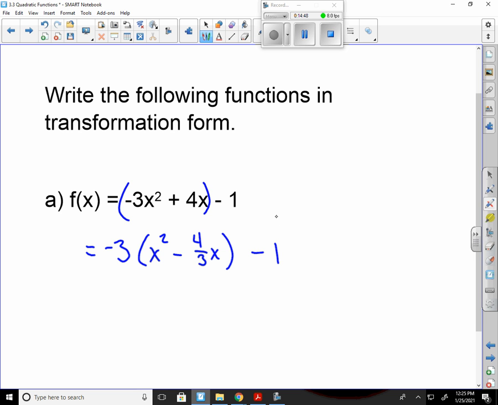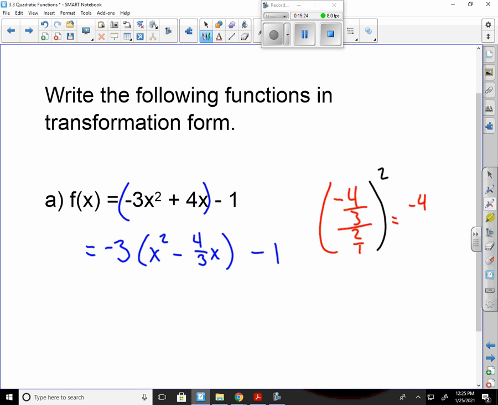Next I'm looking at my b term. This would be my b term right here, the negative 4 over 3. And so I'm going to do an aside to the problem. And I pull that negative 4 over 3 out. And I have to complete the square, which means I take that over 2 and square it. Now if this is a fraction and I'm dividing by 2, that's the same as multiplying by the reciprocal. 2 is the same as 2 over 1.